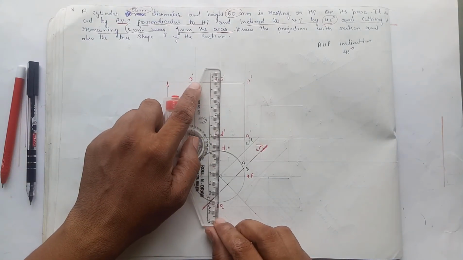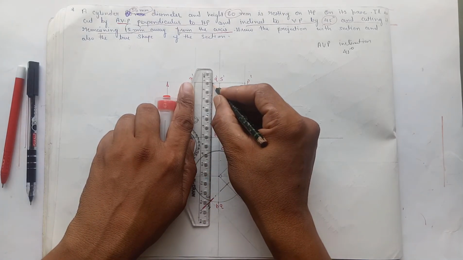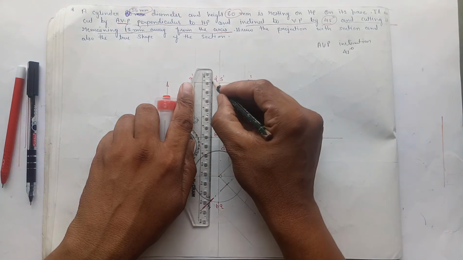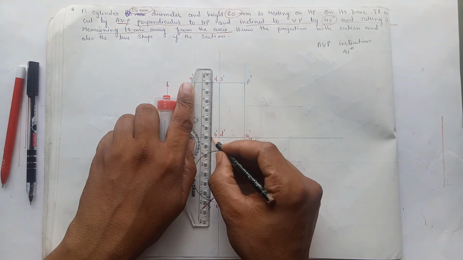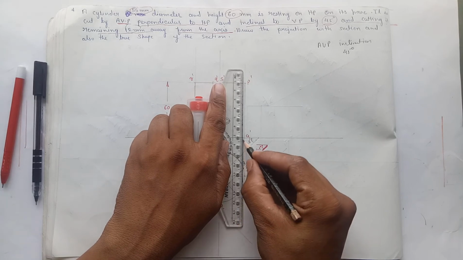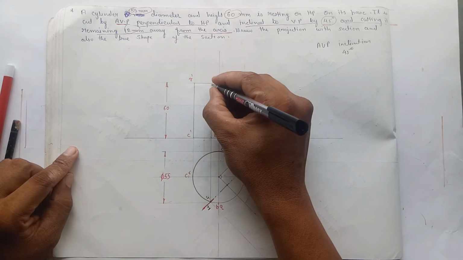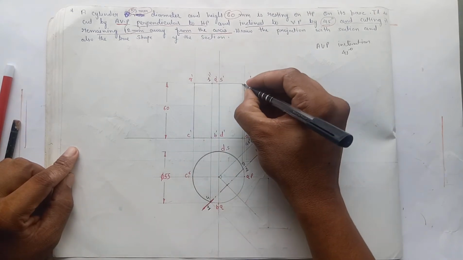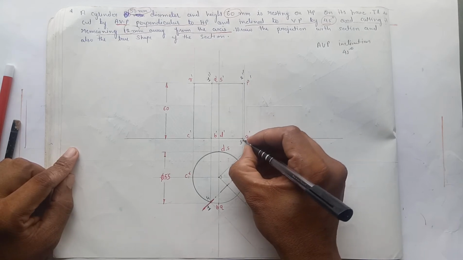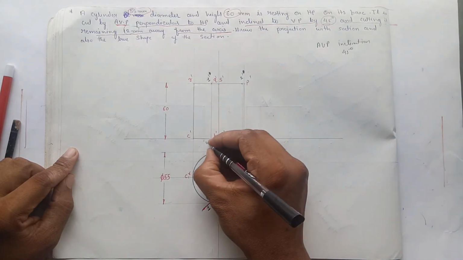Now project these points to the elevation. If 1 and 2 are on the top face, then 1 over here, 4 on the base, and 2, 3. So 3 on the base and 2 on the top face, as we have discussed. So this will be 1 dash, 2 dash, 3 dash, sorry, only dash, because double dash is used to show the side view. And this is 4 dash.